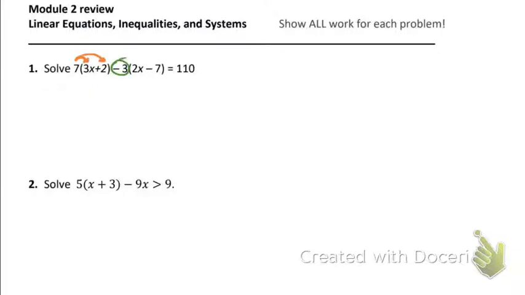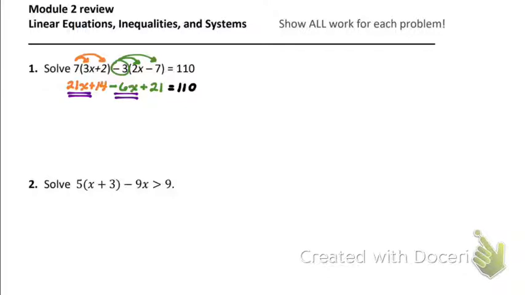I'm also going to distribute the -3 here. So I would have 21x plus 14, and then this would give me a minus 6x plus 21 equals 110. If I'm staying on the same side of the equal sign, I leave the signs the same. So like this 21x and the -6x, I'm not going to plus 6x to both of those because they're not on opposite sides of the equal sign. I'm just going to combine those two pieces together.